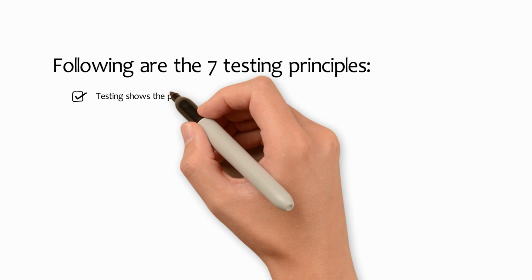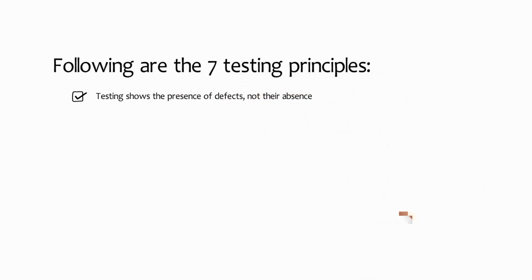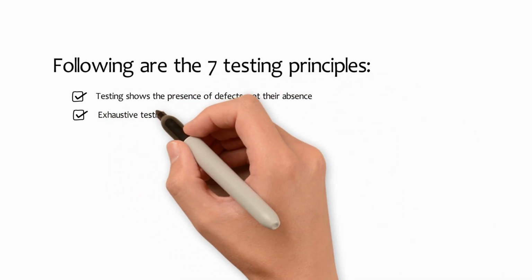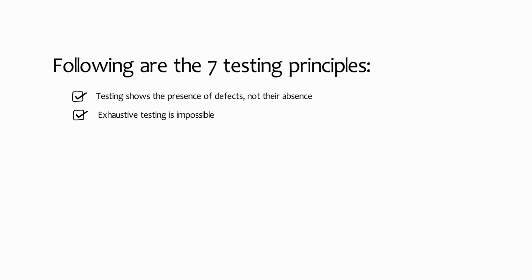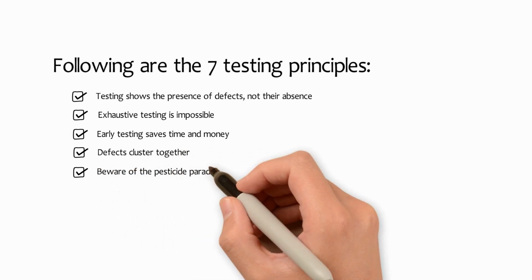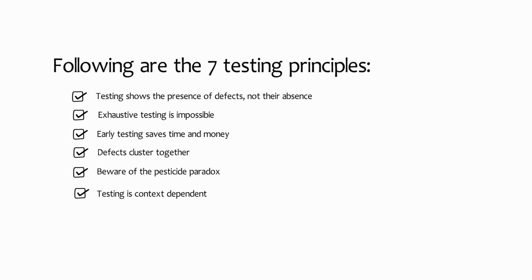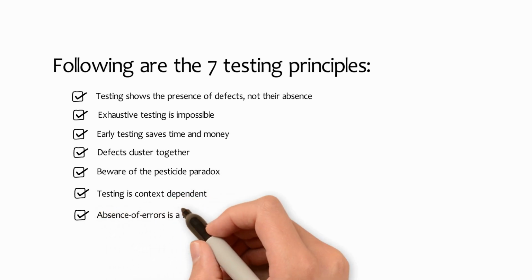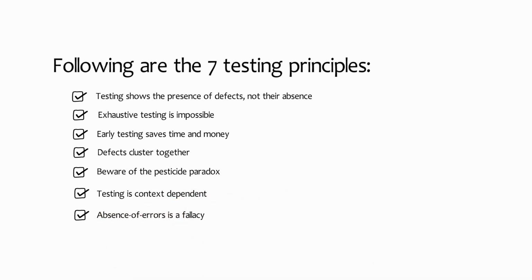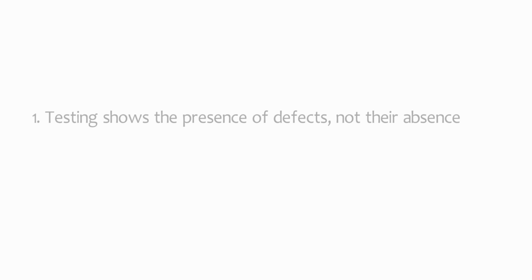Testing shows the presence of defects, not their absence. Exhaustive testing is impossible. Early testing saves time and money. Defects cluster together. Beware of the pesticide paradox. Testing is context dependent. And the last one is absence of errors is a fallacy. Let's talk about each of them in detail.